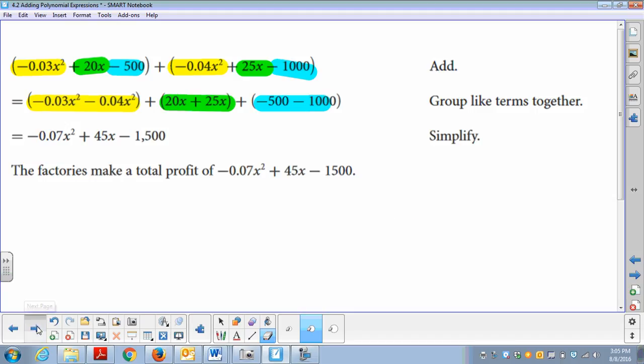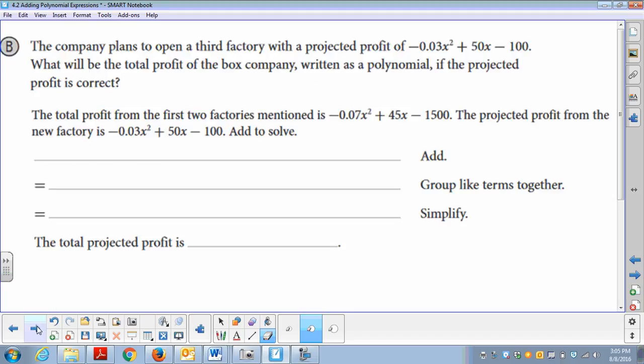You can go ahead and take a look at our last word problem. And remember, this has been adding polynomials in multiple formats.